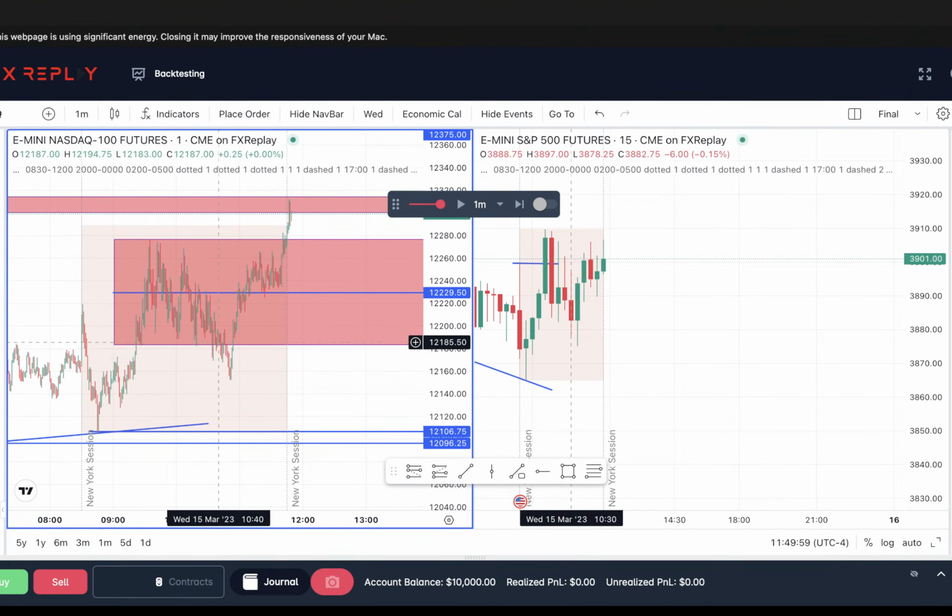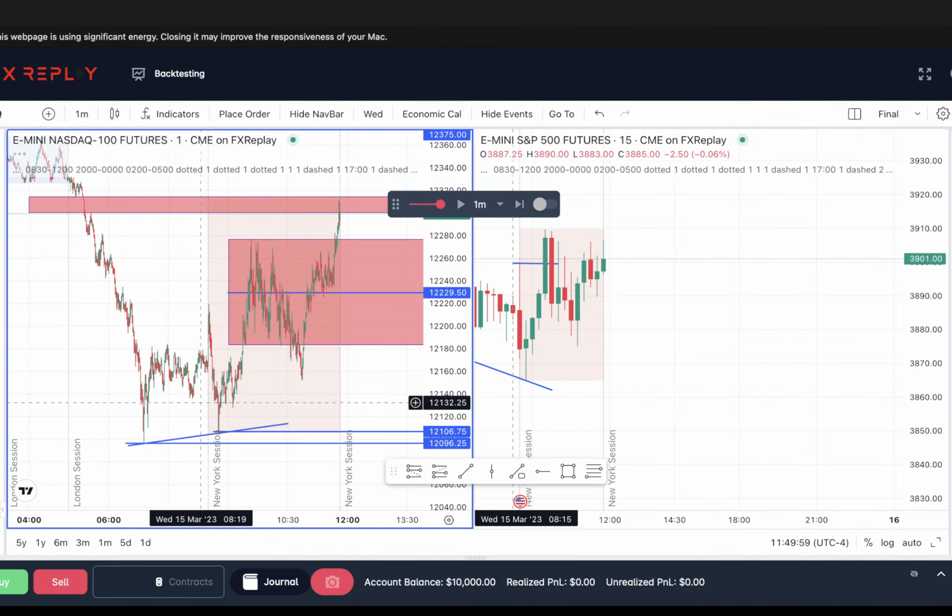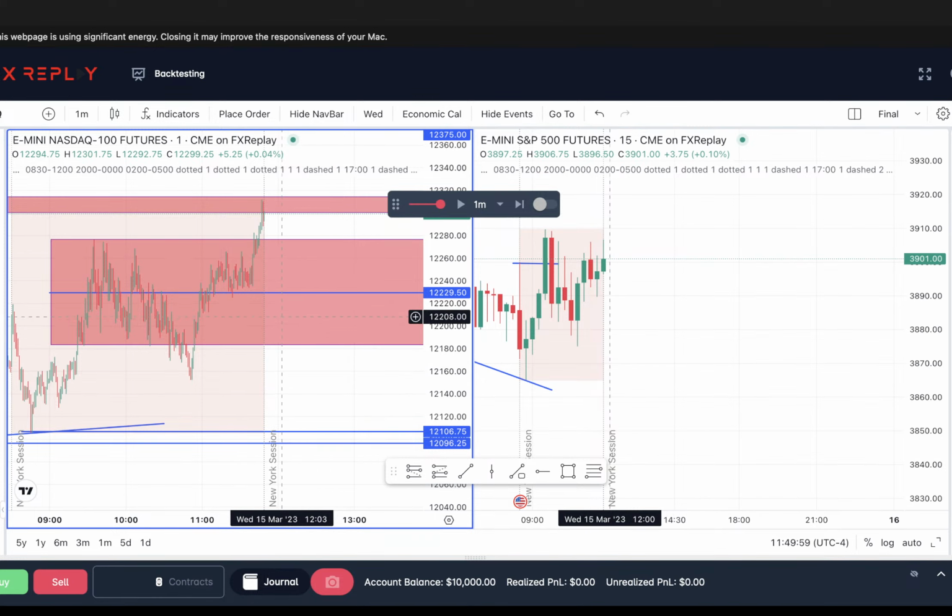So on FX Replay, I went back when I started this backtesting journey. We were on January 1st, 2023. We're in March, and you see how the candles just look so good. So backtesting is how you test a strategy.